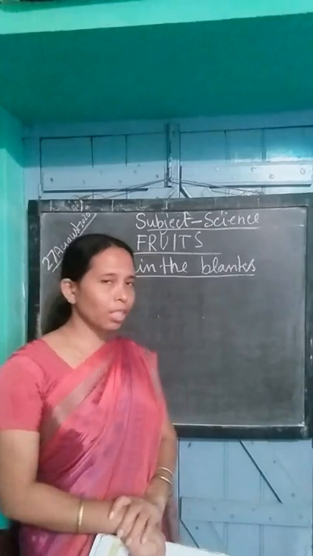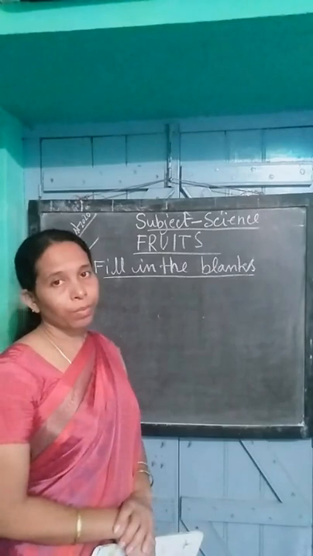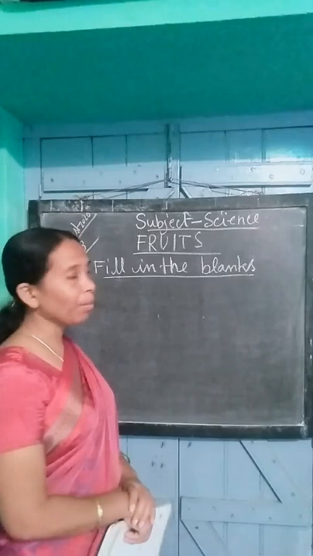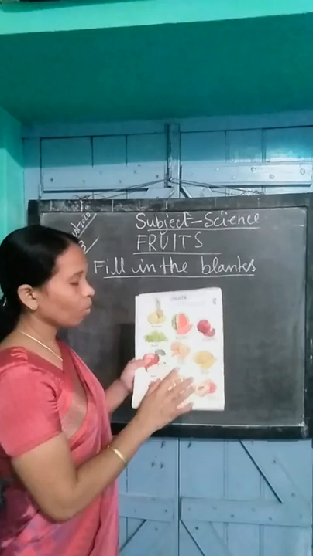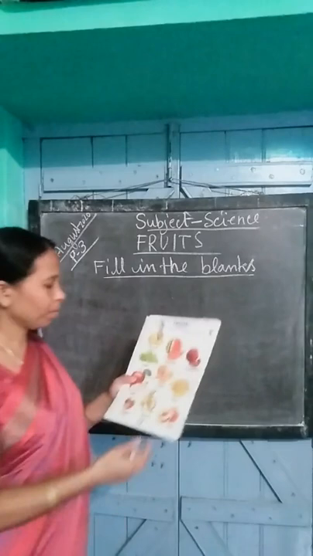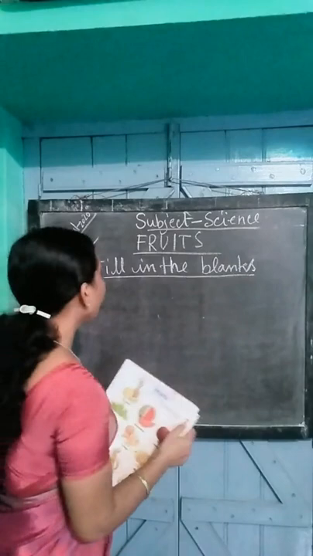Again we will repeat fruits. Today we will learn filling the blanks. Filling the blanks means these letters we will write is the dash we have to fill. This fruit's name I will write, okay, then we will fill.